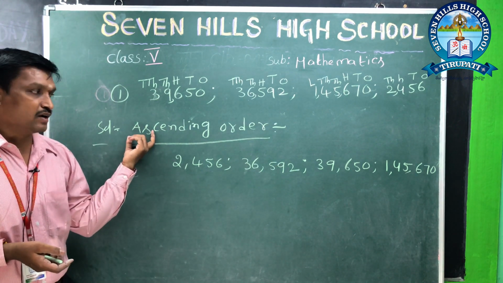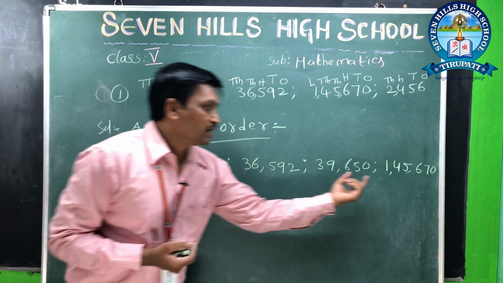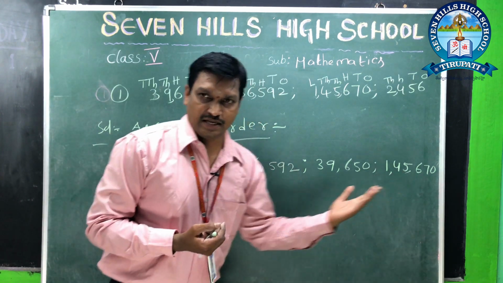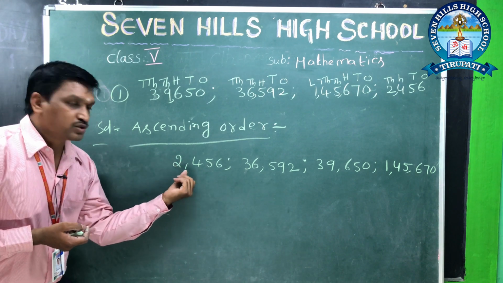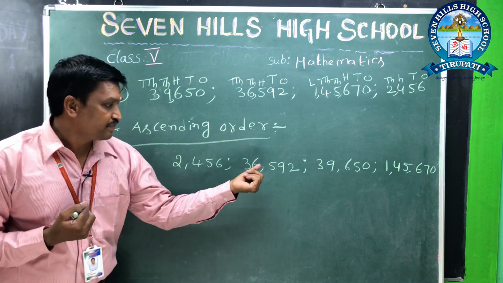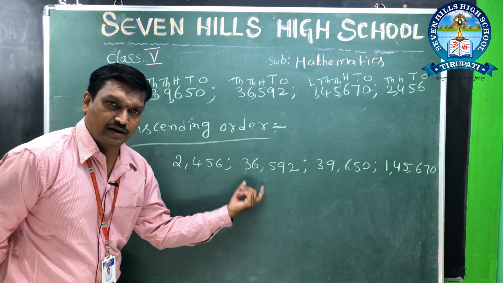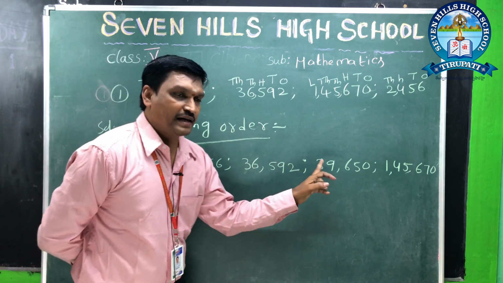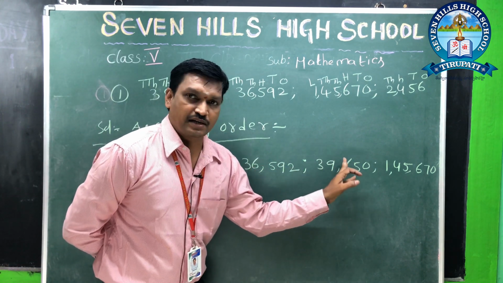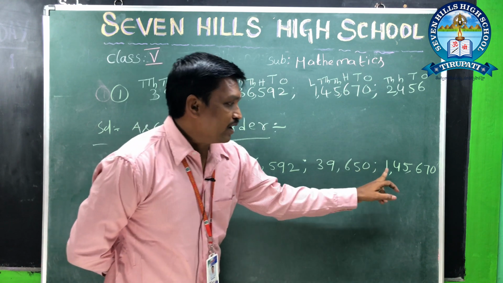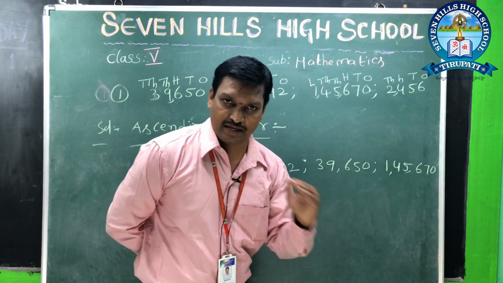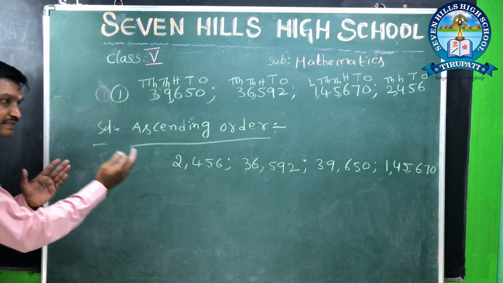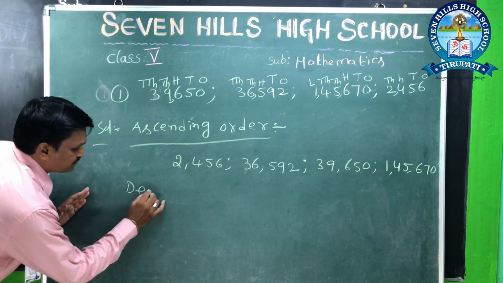So ascending order means smallest to biggest number. Yes. Once again listen students. 2,456, 36,592, 39,650, 1,45,670.